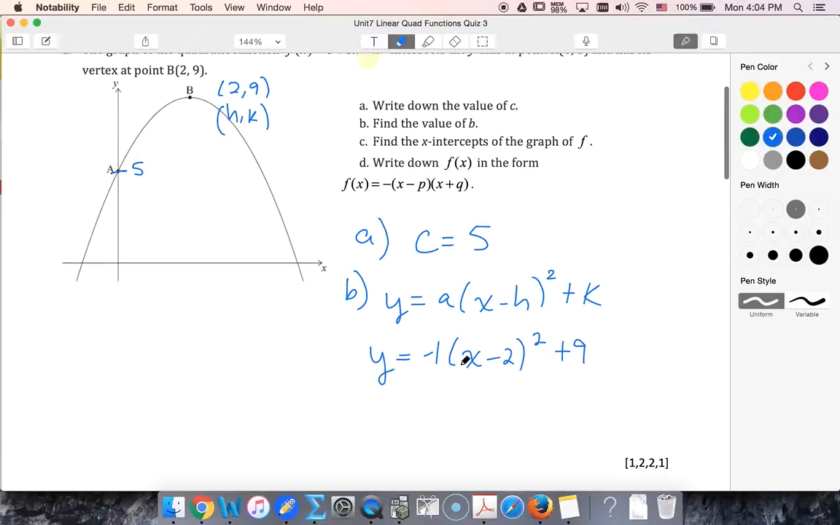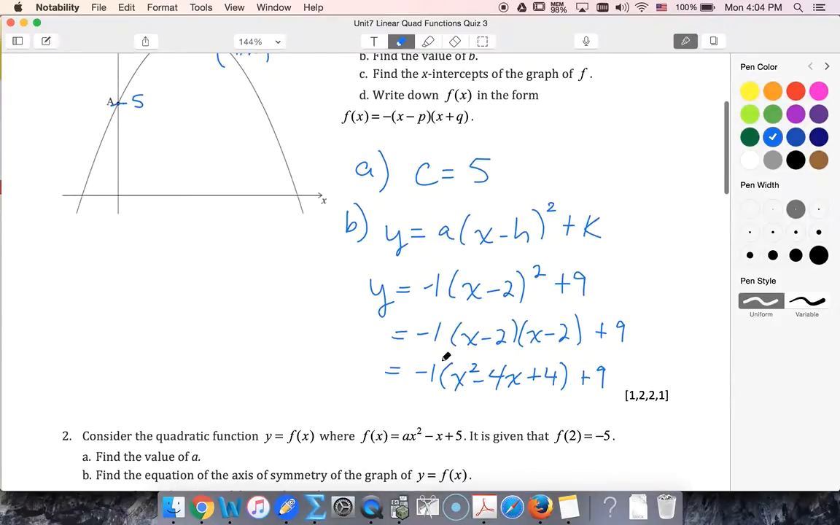Now I just need to expand this so that I can figure out B. So -1 times x minus 2 times x minus 2 plus 9. -1 times x squared, minus 2x is going to be minus 4x. Negative times negative is plus 4, plus 9. Now I distribute my negative and collect like terms. Negative x squared plus 4x, that's going to be minus 4 plus 9 is plus 5. And we already knew that the C value is 5. So now we can see that the B value is 4.